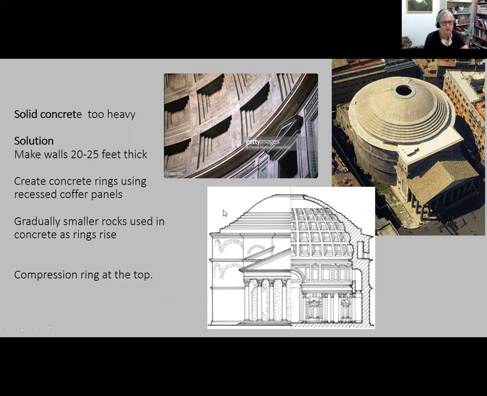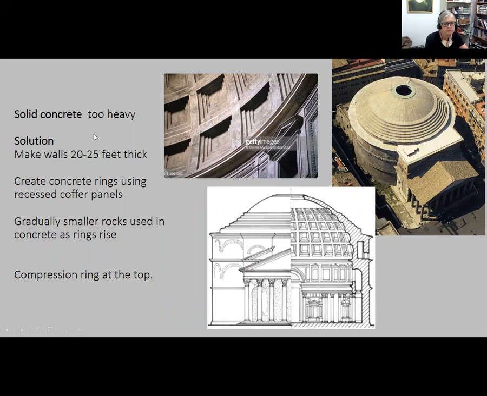So they make the walls of the building really thick. They make them 20 to 25 feet thick. And then they do a series of concrete rings. I think there's 7 of them here. And each ring is constructed of these coffers. Instead of using a solid piece of concrete, they made the molds so that these coffers are recessed in the middle. So you're using less concrete, but it's still strong.